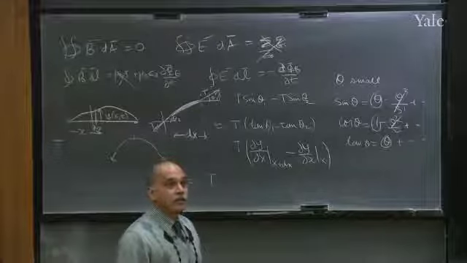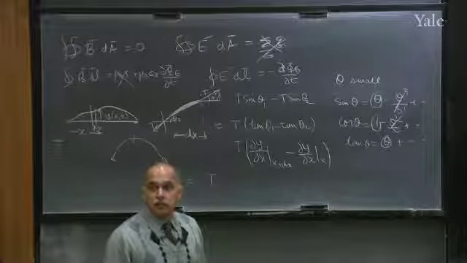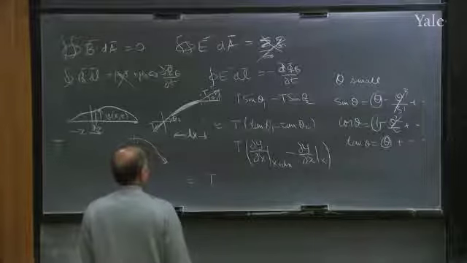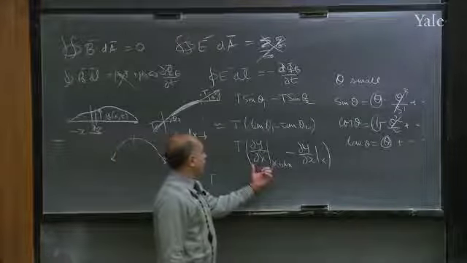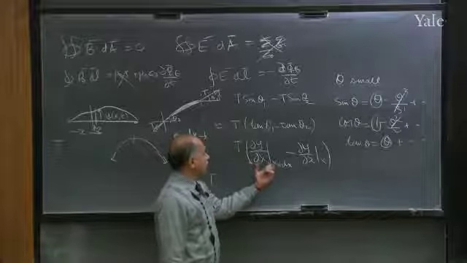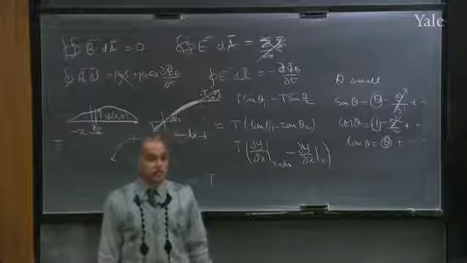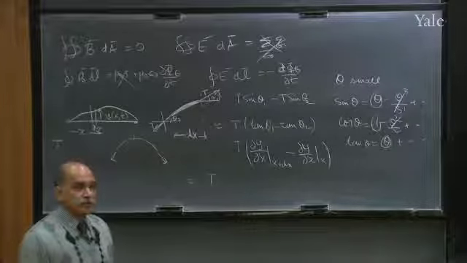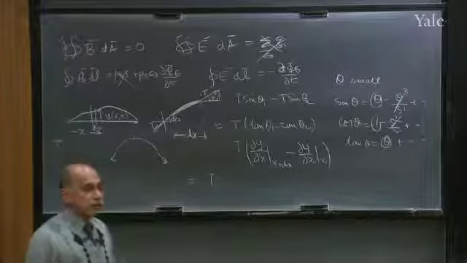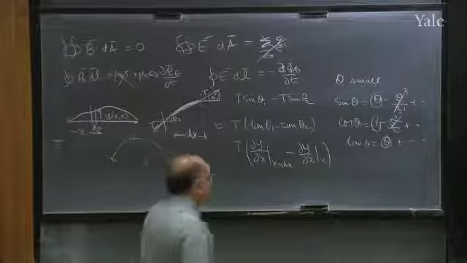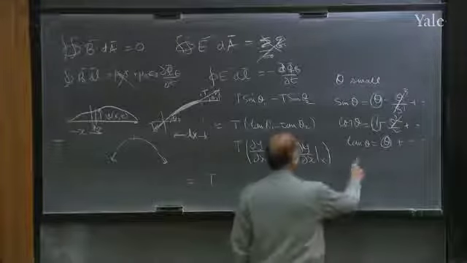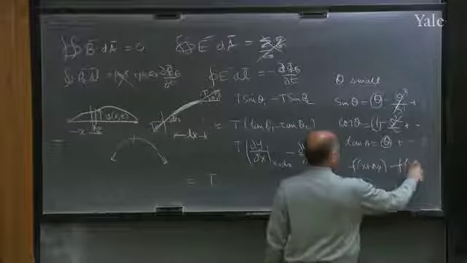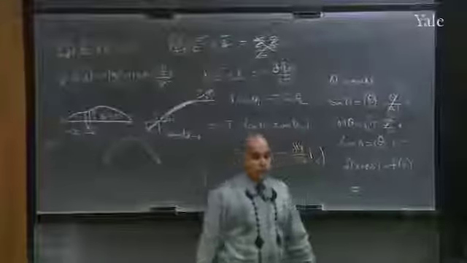Pardon me? Multiply by 1. Multiply by 1. Then what do you do with that? I'm asking you to evaluate the difference between this guy at x plus dx minus the same thing at x. What is it equal to approximately for small dx? Okay, let me ask you another question. Suppose I have f of x plus dx, and I subtract from it f of x. What is it equal to?